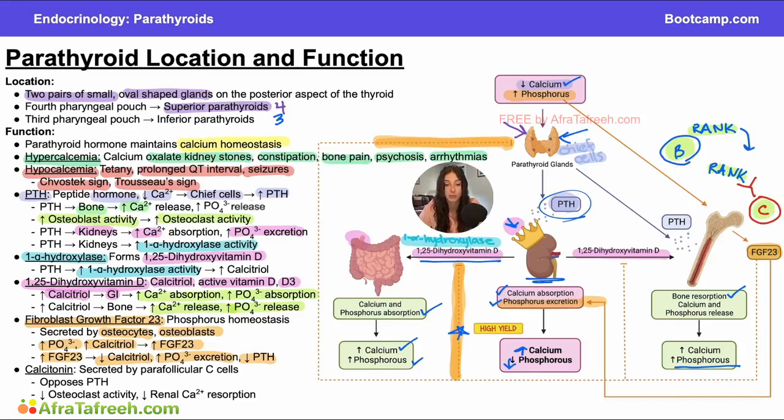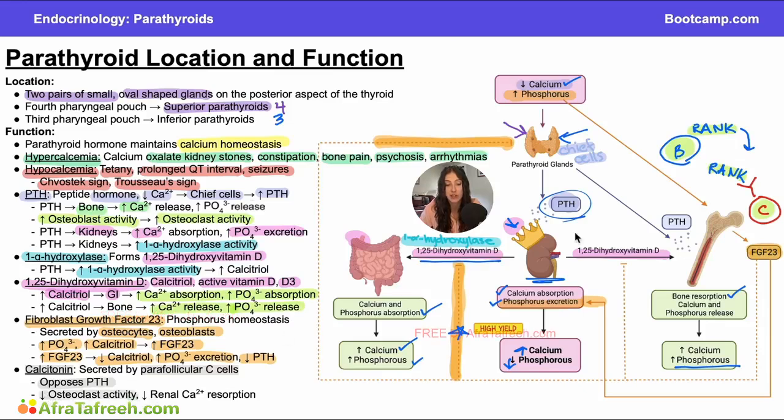parathyroid hormone as well. And then the last molecule that I want to mention is calcitonin. And calcitonin is secreted by our parafollicular C cells. So remember, our chief cells make parathyroid hormone, and then calcitonin is secreted by the parafollicular C cells, and it kind of opposes the actions of parathyroid hormone. So it's fair to think of it kind of as the opposite of PTH.